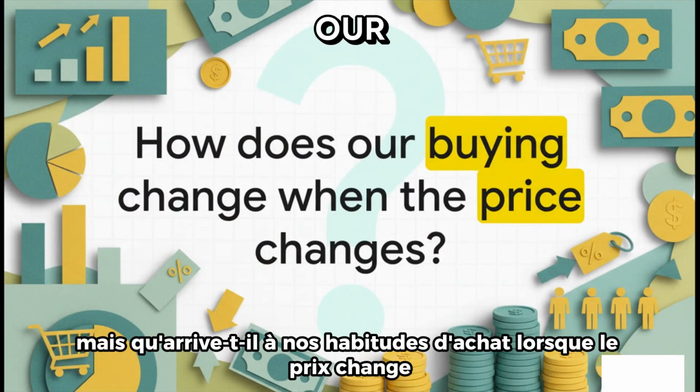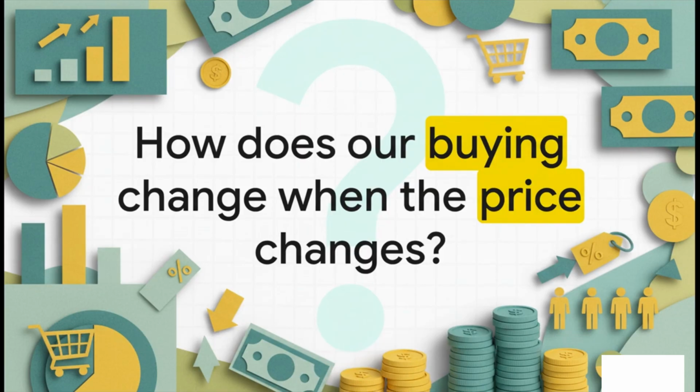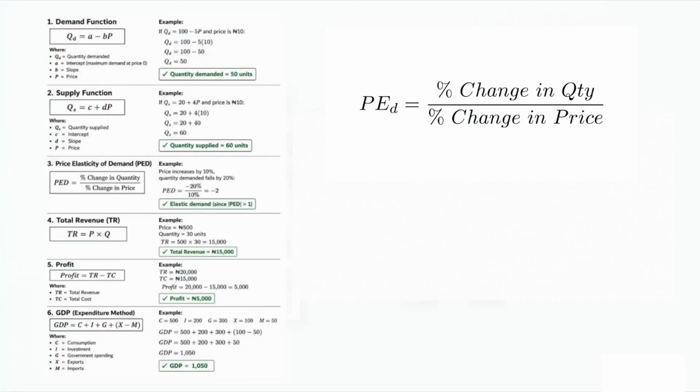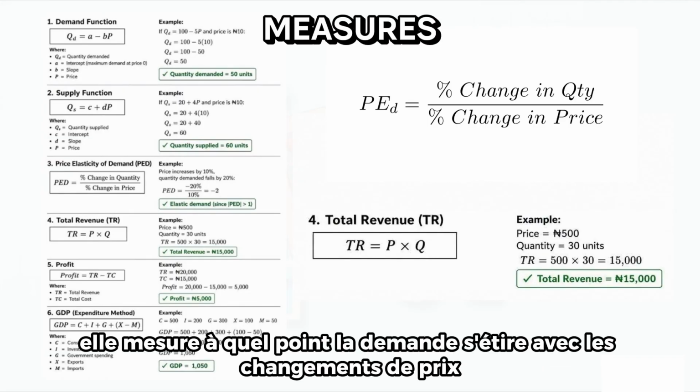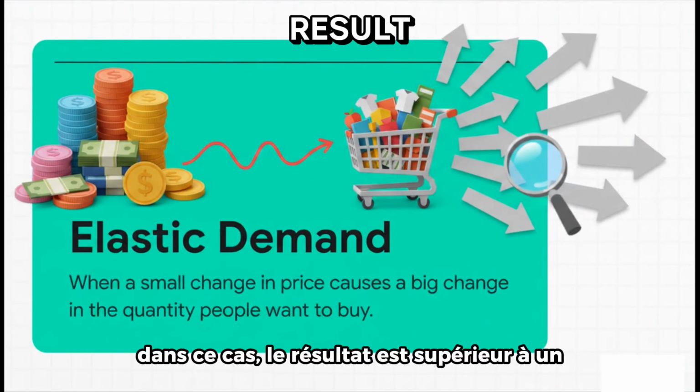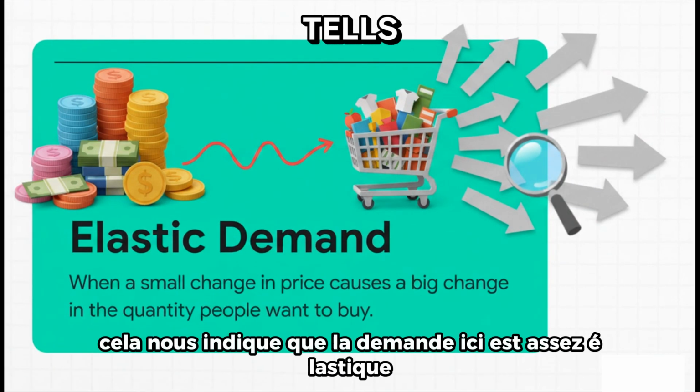But what happens to our buying habits when the price changes? How sensitive are we really? That's where price elasticity of demand comes in. It measures how much demand stretches with price changes. In this case, the result is greater than 1. That tells us demand here is pretty elastic.